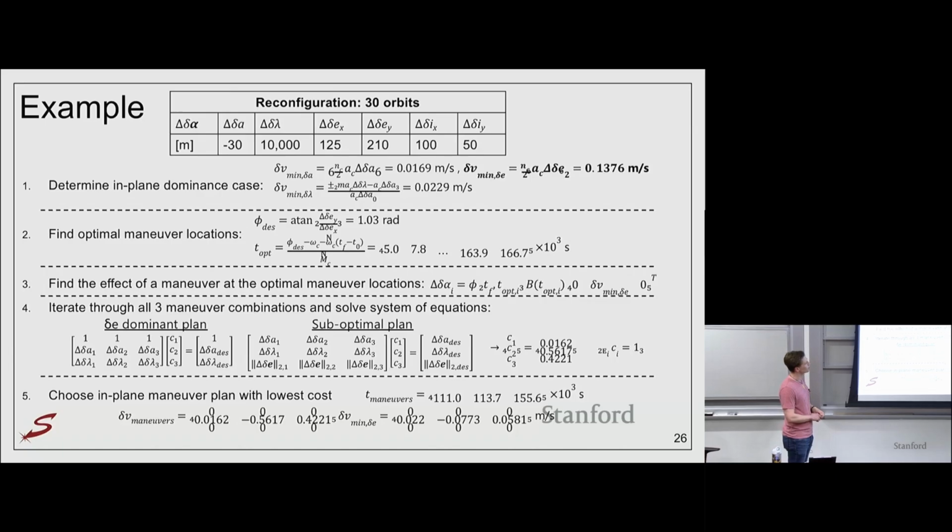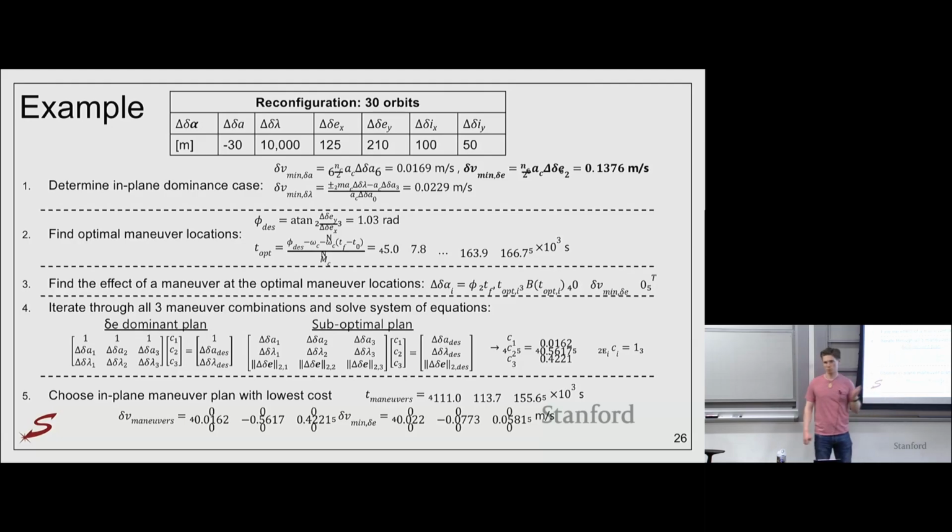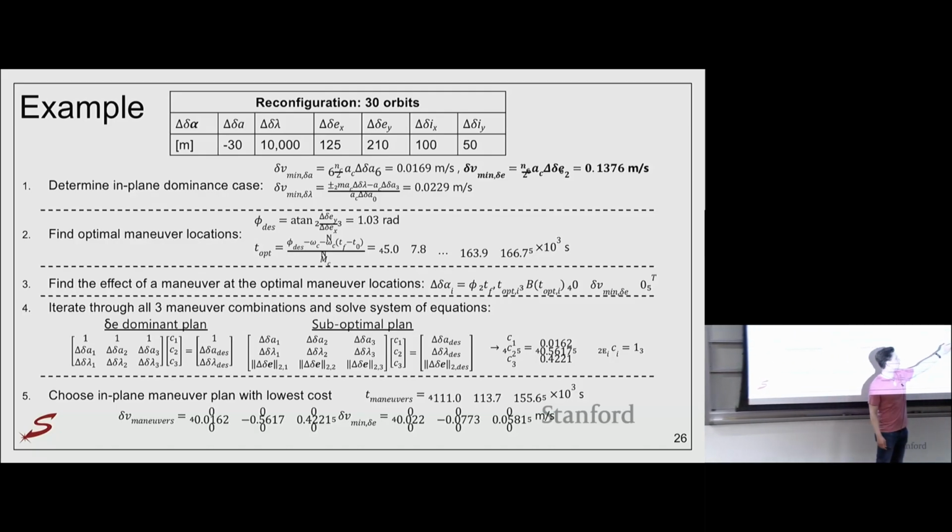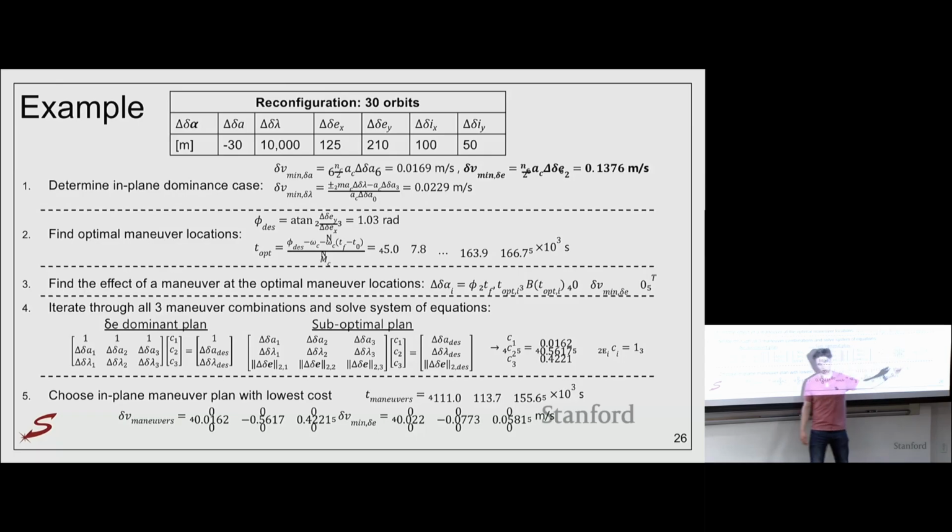We're then going to find the optimal maneuver locations, or maneuver times, associated with this dominance case, or with delta E dominant maneuvering in general. We have analytical expressions for when those maneuvers occur, so we're going to find the angle of the relative eccentricity vector pseudostate and then just solve for those times. We find the effects of maneuvers at the optimal maneuver locations. For every time that we have found, we're going to find the resulting pseudostate that happens when you take a tangential maneuver of magnitude delta V min.